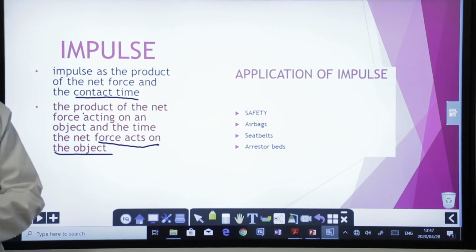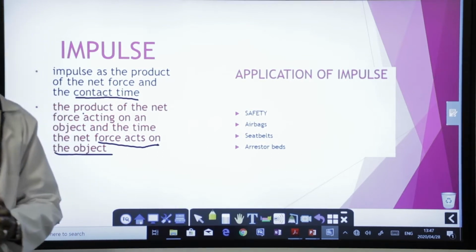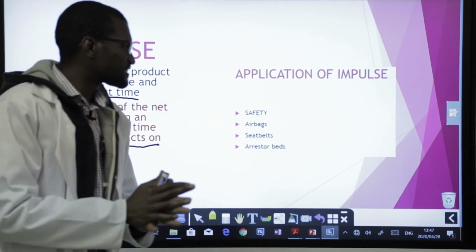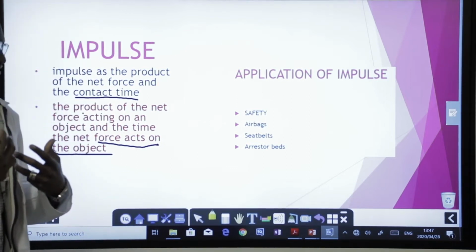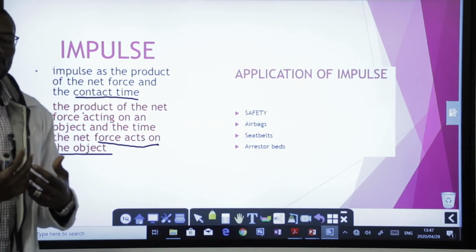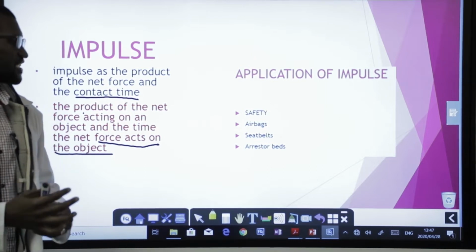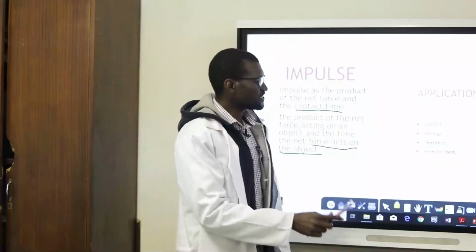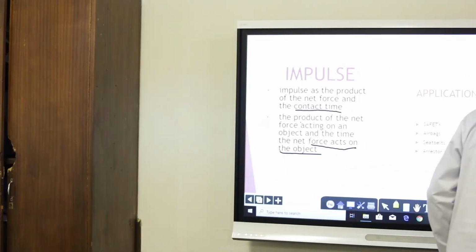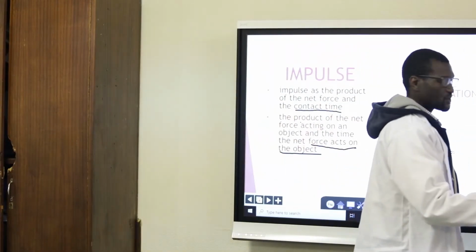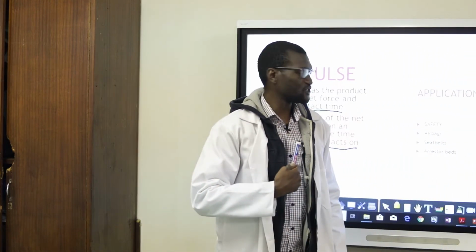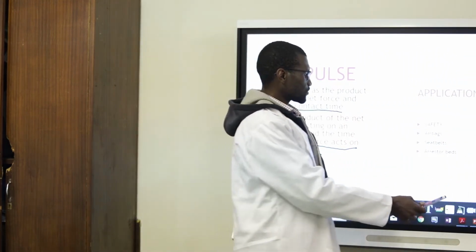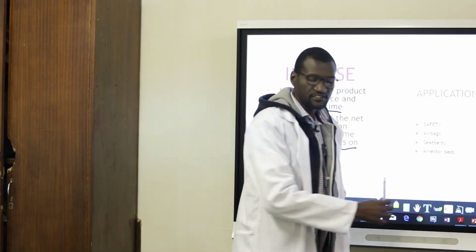What do airbags do? When the car is involved in an accident, what happens? The airbag comes out. And so your change in time is going to be greater, which means the net force experienced by the individual will be less. It's also in seat belts and in arrestor beds.